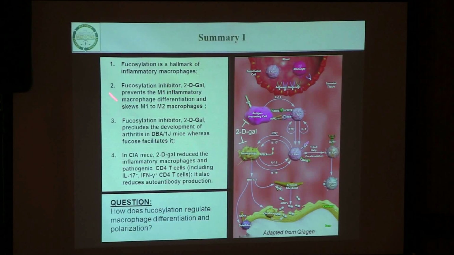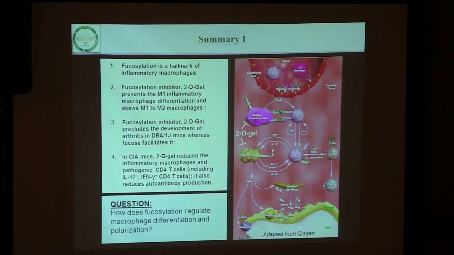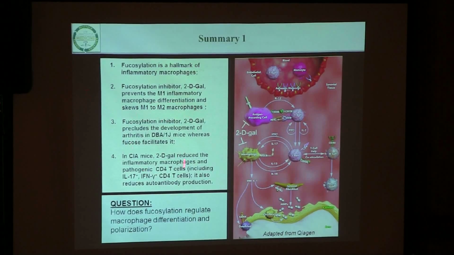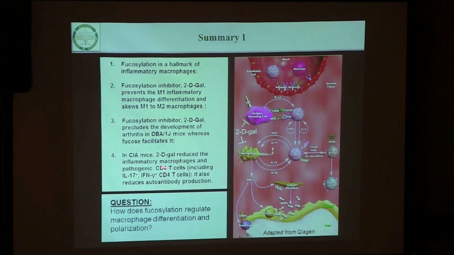The summary of the first part: fucosylation is a hallmark of inflammatory macrophages. Fucosylation inhibitor can prevent M1 macrophage differentiation and skew it to M2 macrophage. The inhibitor also blocks the development of arthritis in the CIA model, and the fucosylation inhibitor suppresses Th17 and M1 macrophage development in the draining lymph node.